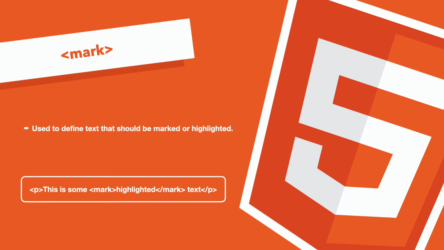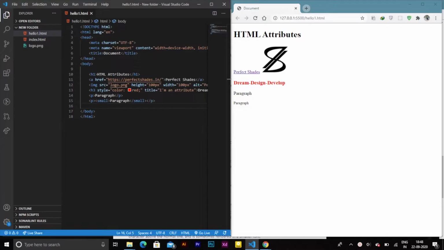Let's move to the mark tag. The HTML mark element is used to define the text that should be marked or highlighted. Now let's create one. For that again we need a paragraph tag, and inside that I will add some text. Let's add the mark tag, and inside the mark tag we write highlighted, and outside the mark tag let's add text and save it. Now we can see that the text enclosed within mark tags is highlighted in the browser.